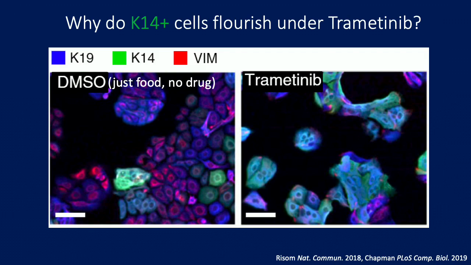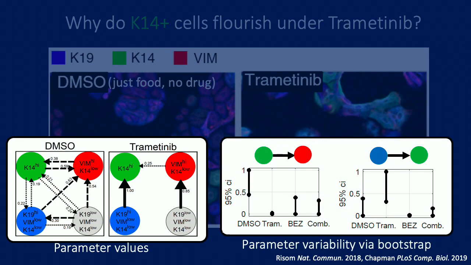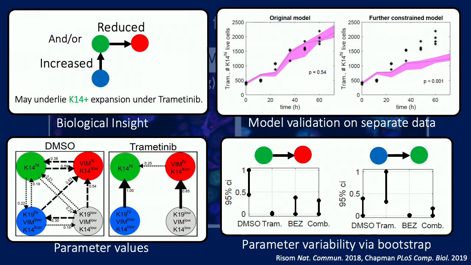I would like to provide a snapshot of one biological insight from our models. An important scientific question is to understand why the green cells are able to flourish under the drug trametinib. This is an important question because the survival of the green cells is able to bring the cancer back. Parameter values, uncertainty analysis of parameter variability, and model validation on separate data indicate that green cells may be enhanced under the drug trametinib due to increased transition from blue to green and reduced transition from green to red.